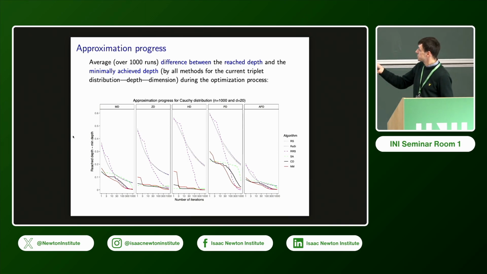So this is what happens in one iteration of optimization, right? You see that these two methods are random, so they cannot go far. But here, with 1000 directions in dimension 20 with 1000 points from a Cauchy distribution, it's actually a very challenging case. With the optimization methods, we actually can achieve pretty low depth values after 1000 directions.